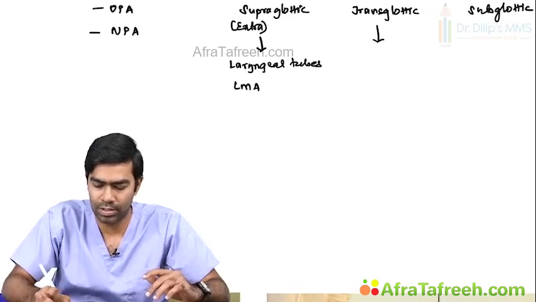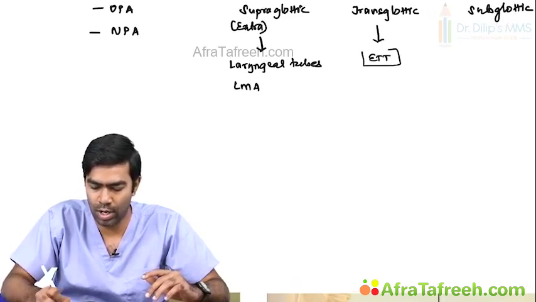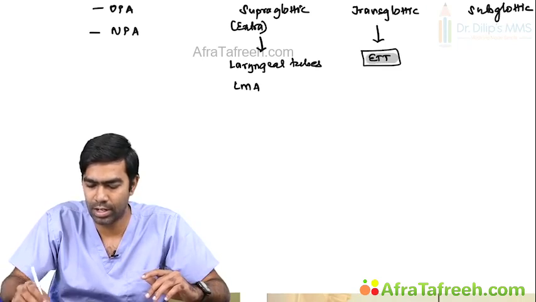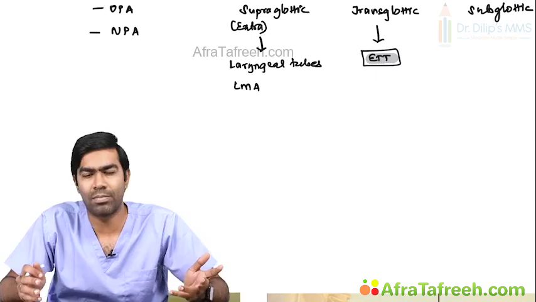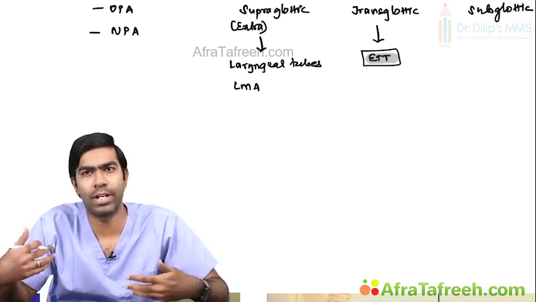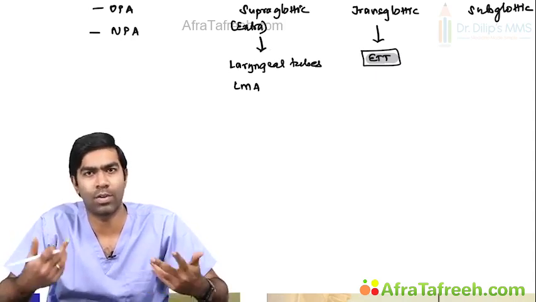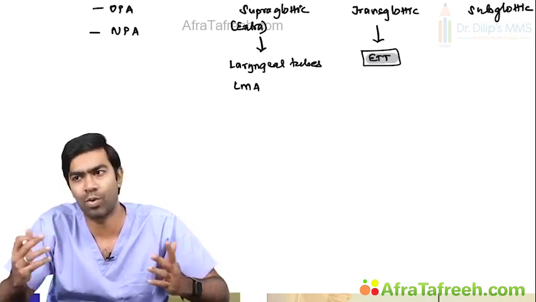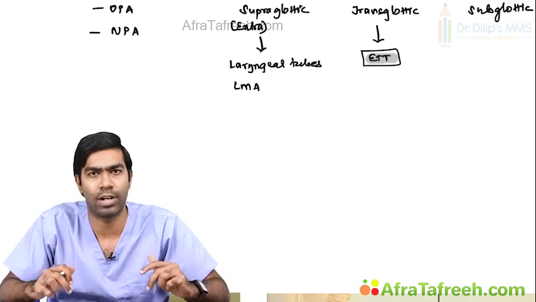The transglottic devices are only one. They are basically the endotracheal intubation. So again, based on how you insert the endotracheal tube, it could be nasotracheal intubation or orotracheal intubation, where orotracheal is the commonly performed technique. We have a whole separate video on endotracheal intubation.